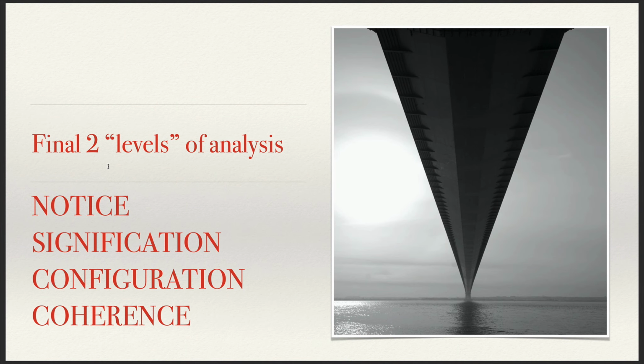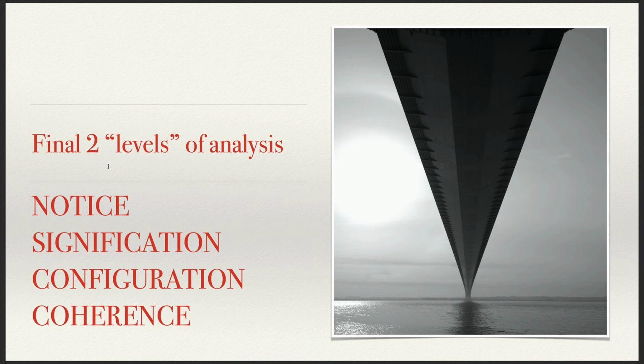As you know from last week's lesson, there are four levels of rules of notice, even though it's usually just called rules of notice, which is the first level, the most basic level. Last week we talked about notice and signification. Today I'm going to talk about the last two, configuration and coherence.